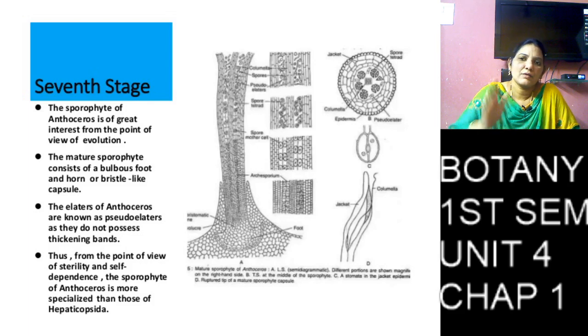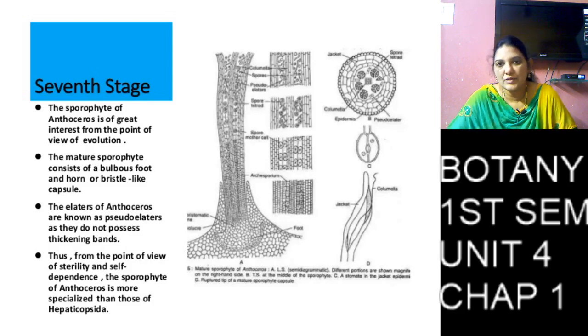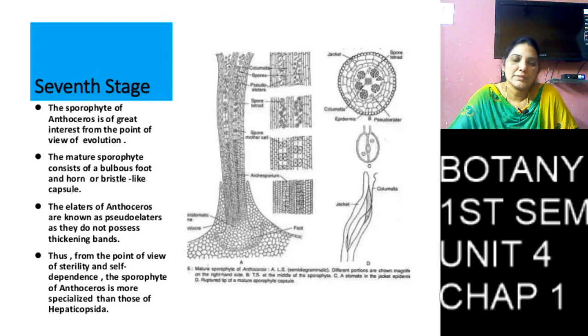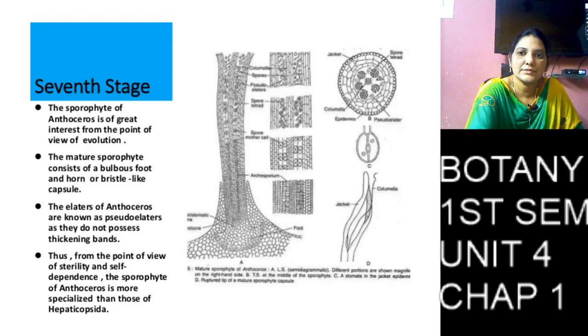So here, what is the evolution of the sporophyte? Progression: columella present here, epidermis present here, stomata also present here. The sporophyte is only partially dependent on the thallus, only dependent for water and minerals, and pseudo-elaters present here. Meristematic tissue instead of seta, meristematic tissue present here. So these are all progressive characters.